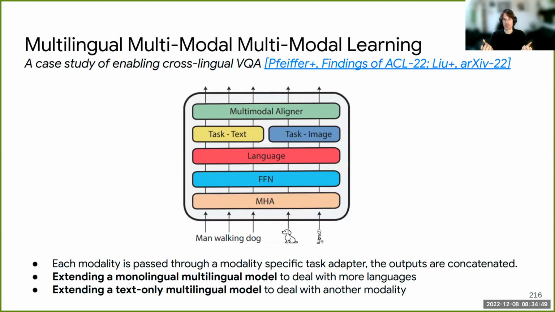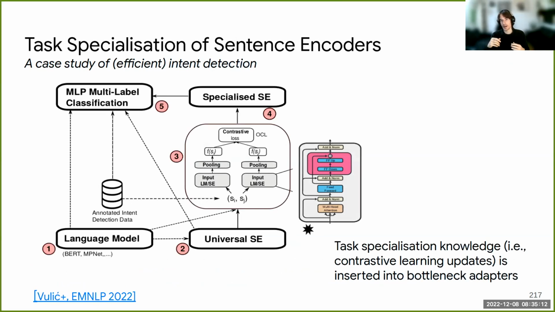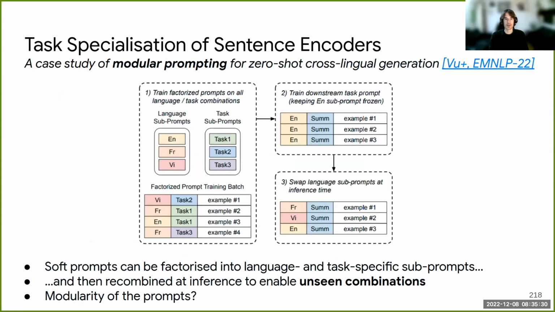Or you can use the modular design also to extend monolingual multimodal models to deal with more languages, or you can extend a text-only multilingual model like Ember to deal with another modality like vision. So this can also be done via dedicated modules that process dedicated modalities. You can combine modules with a sentence encoder to provide better representation power for particular domains or particular tasks. So you can even insert knowledge that comes from contrastive fine-tuning into those adapters. This was also done for task-oriented dialogue systems.